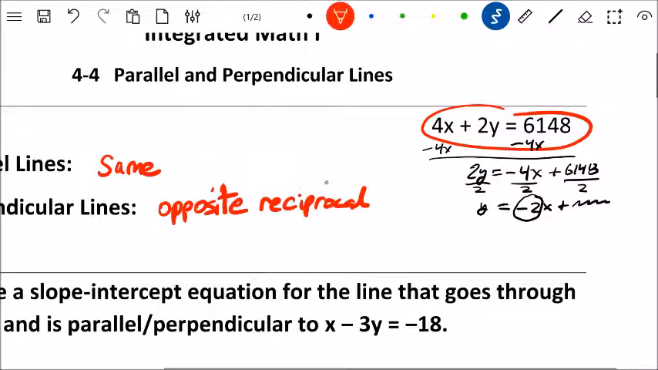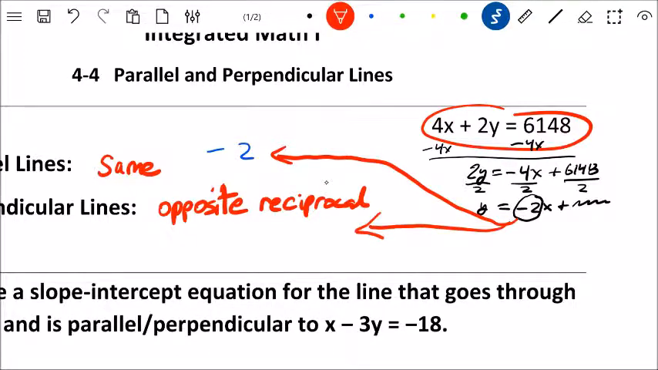And that means if you're looking for a line that's parallel, you're going to use the slope of negative 2. If you're looking for a line that is perpendicular, you're going to use the slope of 1/2. So it's either negative 2 or 1/2.